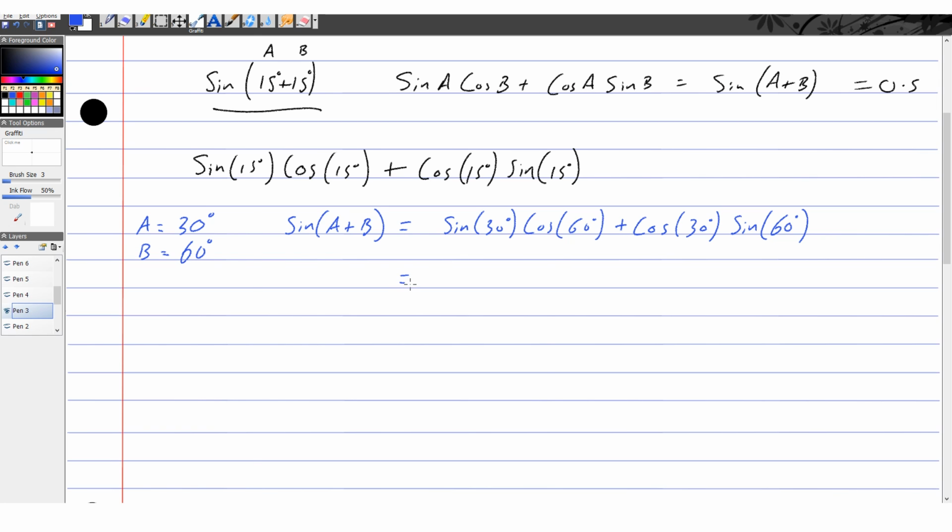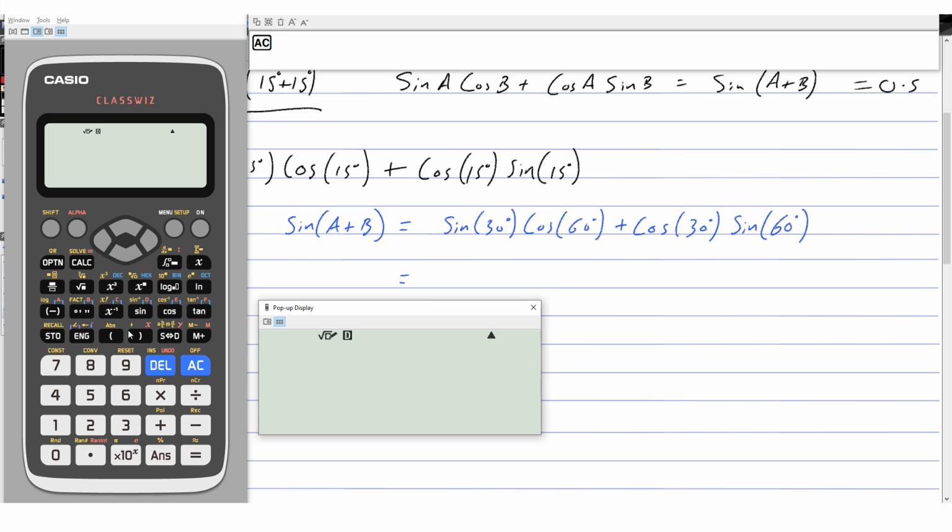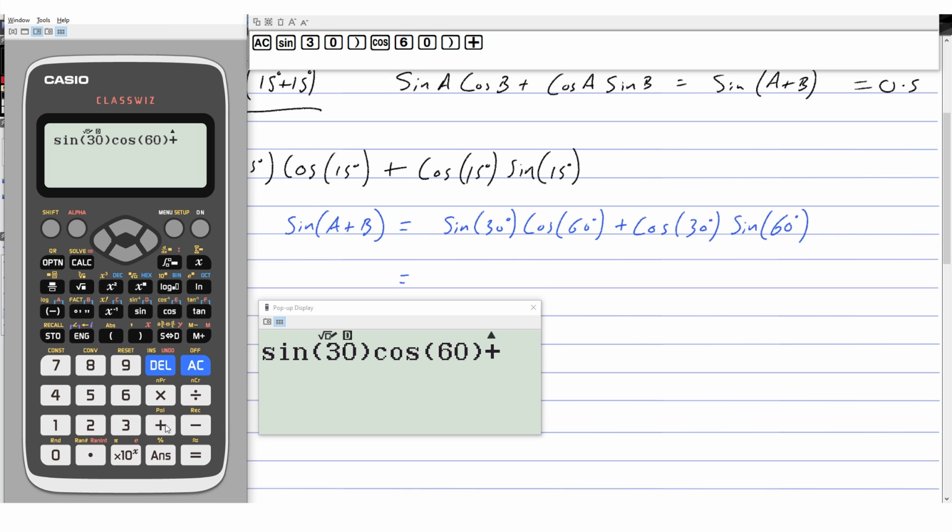So on the calculator, I'll do sine of A times the cosine of B plus the cosine of A times the sine of B, and that should equal 1. And it does. So this is what I've written, and it's certainly correct. It hasn't told me any of the in-between values because I've done it all in one step, but we could have done it in various steps.